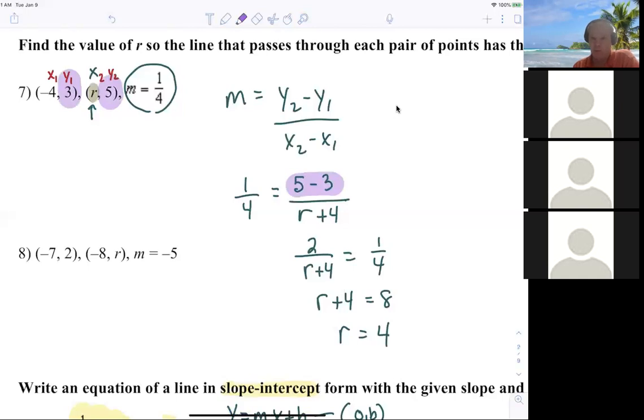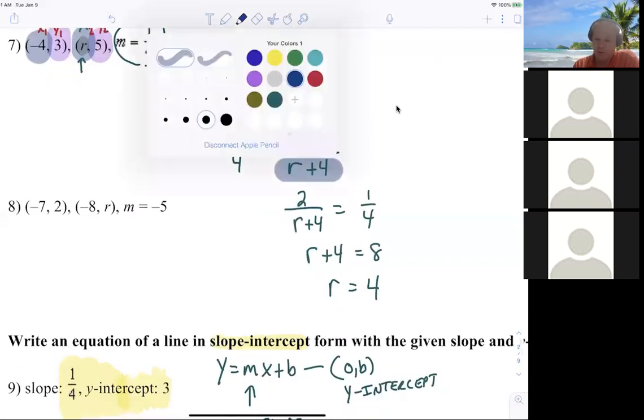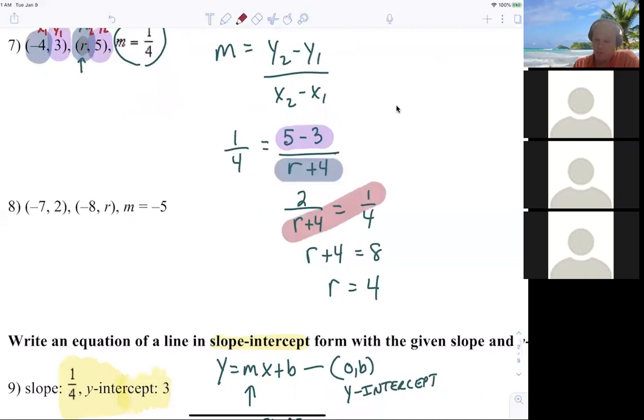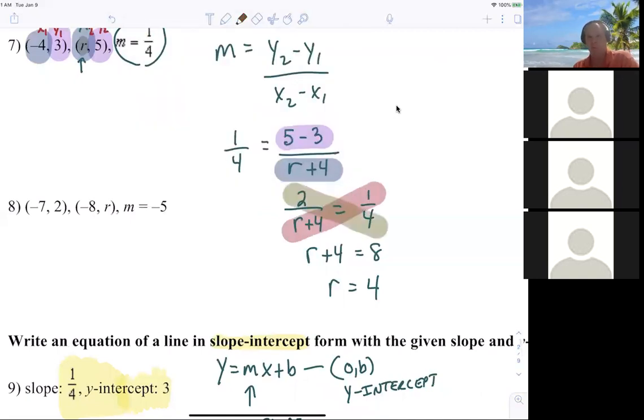You okay with that? Yeah. And then we have to do x2 minus x1. So it's r minus -4, which is r plus 4. And then it's just a matter of cross multiplying. So I did r plus 4 times 1, and then we did 2 times 4.